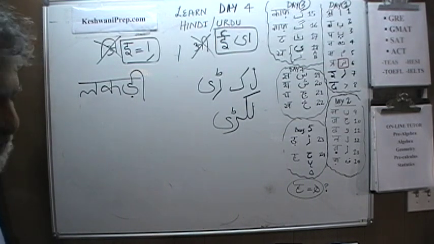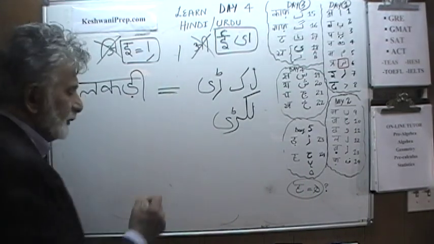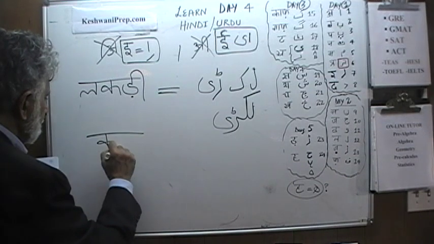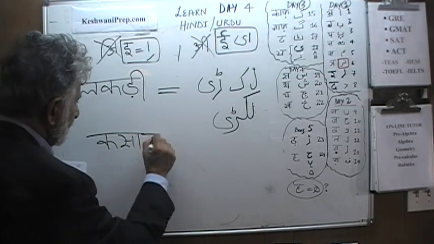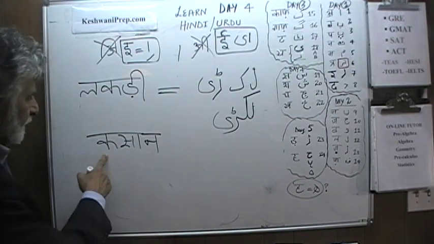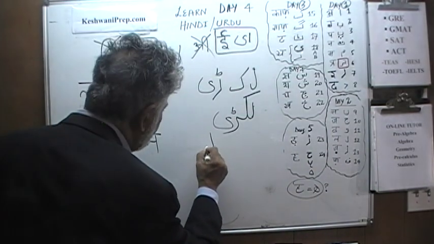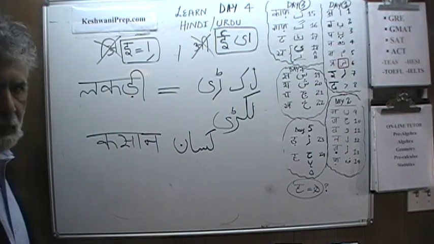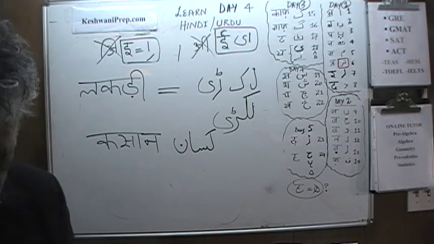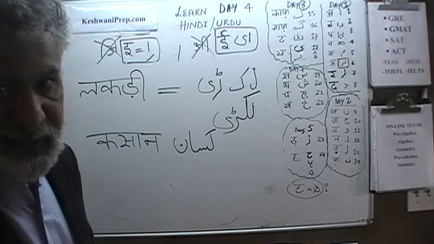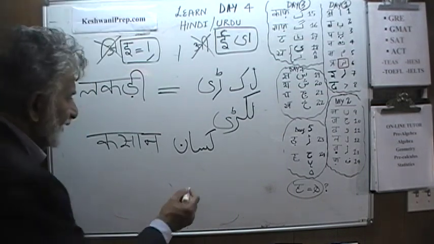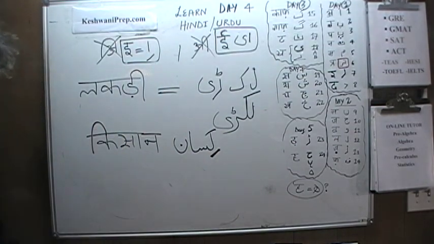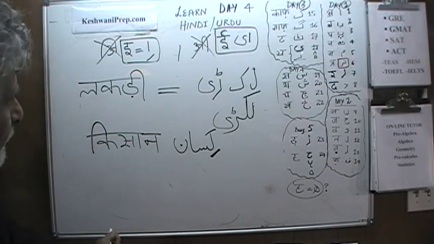Let's do one with a choti ki matra. This is the badi ki matra. Let's see if we can handle this one. What does it say? Kasan. Kaf, sin, alif, and then noon. Kasan. There is no such word, Kasan. We are missing the choti ki matra. We have to put a zer underneath it. If you put a zer underneath it, it becomes Kisan, as in farmer. Let's keep on going.